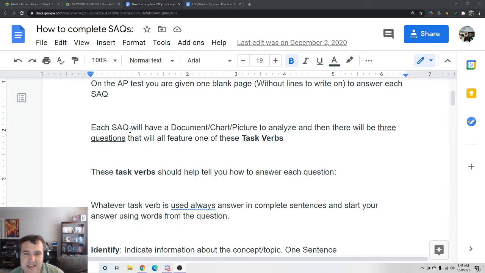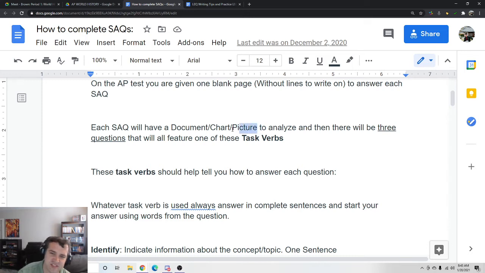But first, each SAQ will have a document, chart, picture. It'll have something to analyze. It's not going to be just a question. It'll be like, look at this map. Okay, and now here are the questions. Or read this short document, and then look at the questions. And there's always going to be 3 questions on any SAQ.